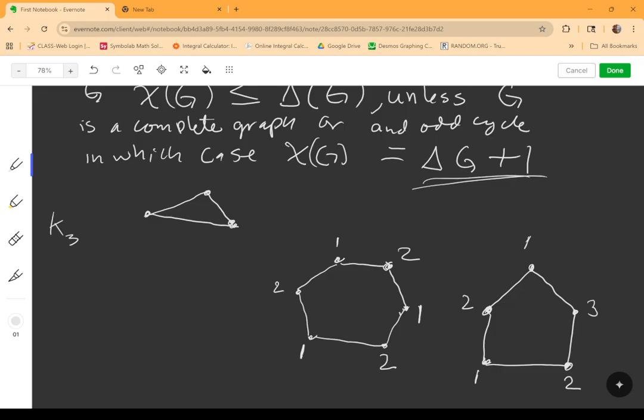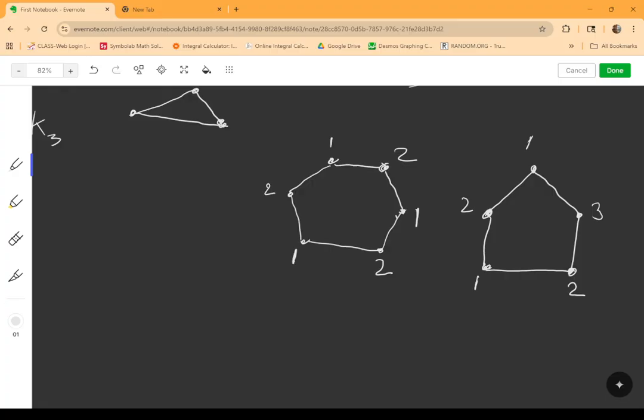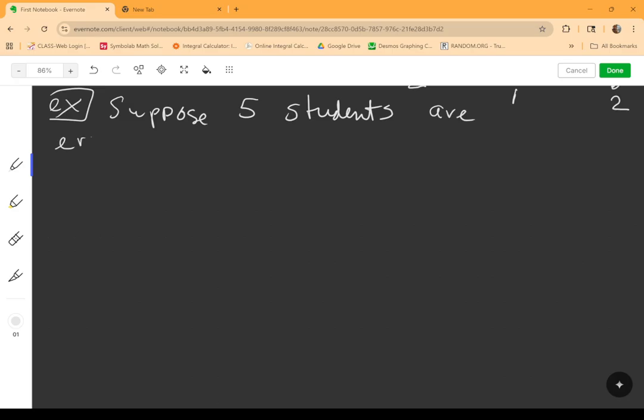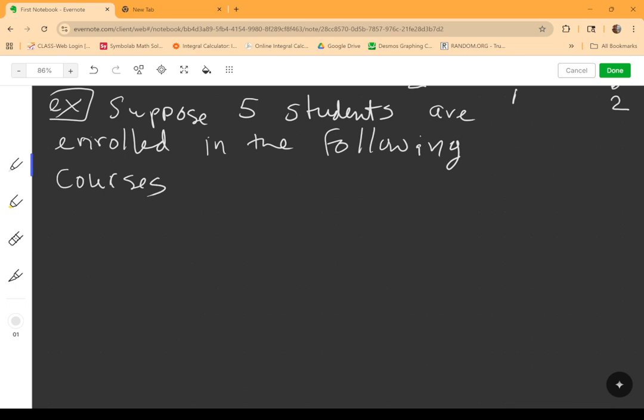But the nature of that odd cycle means I'm going to need that plus 1 color here to have a proper coloring. Okay. Now, an example that we can use this for, like a type of coloring graph, is let's say that we had, so for this example, let's say we suppose 5 students are enrolled in the following courses.